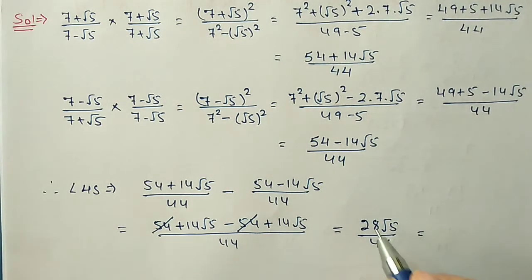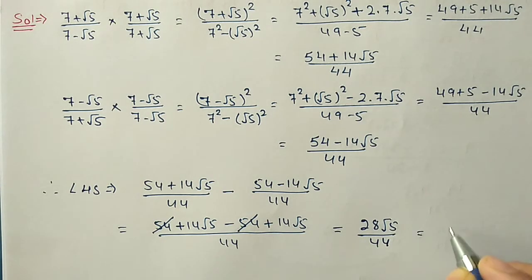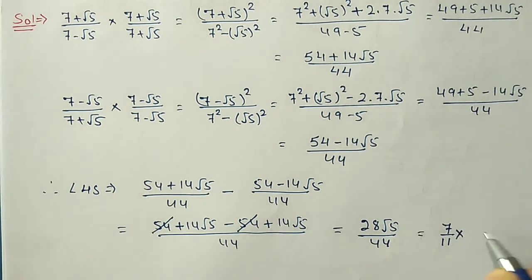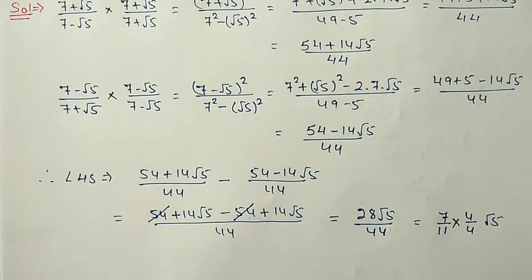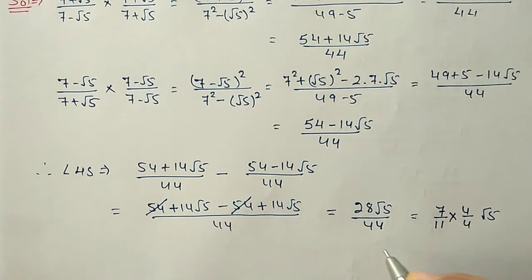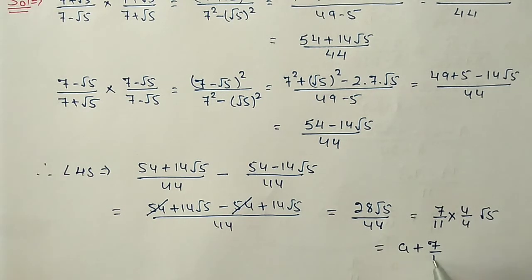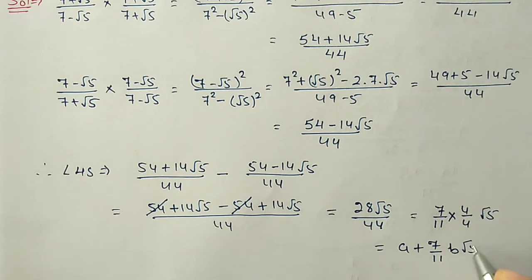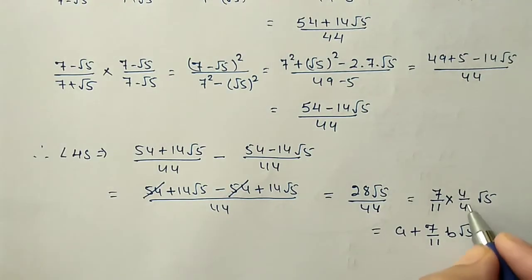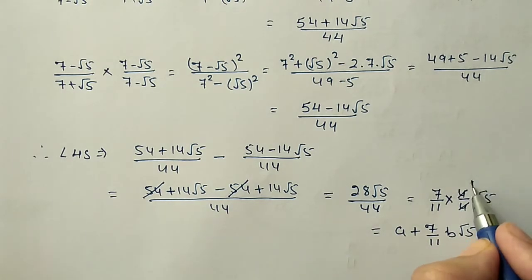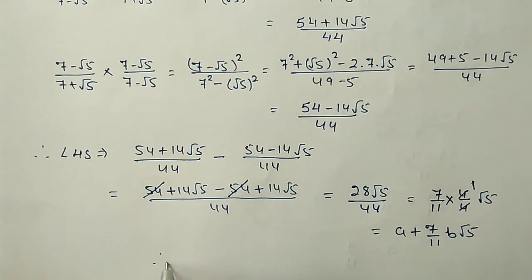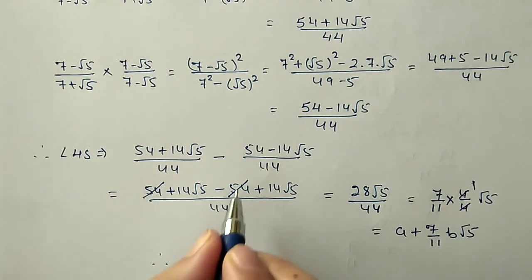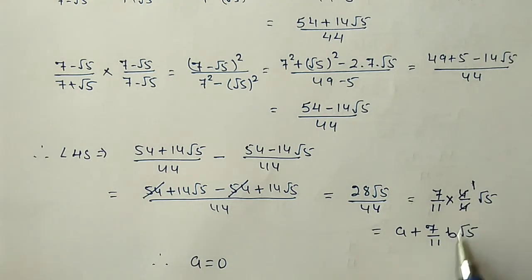Now this 28 by 44, we will split it out. We can write it as 4 into 7 by 11 into 4 by 4 root 5. Now we can compare with the right side. Right side is a plus 7 by 11 b root 5. This we can cancel out also. We'll get 1 here. Now after comparison, you can see here a part is not there. It means a value is 0. 54 has cancelled out here, and b after comparison we are getting 1.